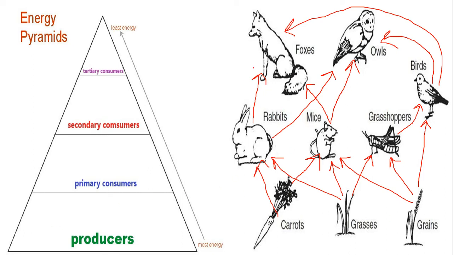Now we're going to place all of this into the energy pyramid, the trophic levels. At the bottom are your producers. What are the producers, or what are the plants in this food web? Well, you have your carrots, you got your grasses, you got your grains.